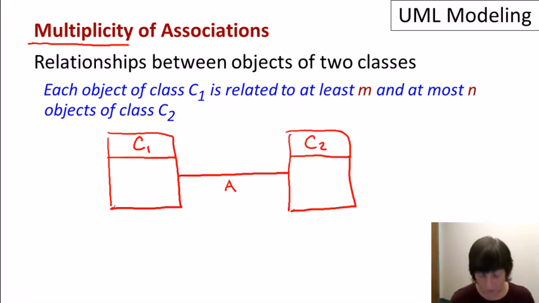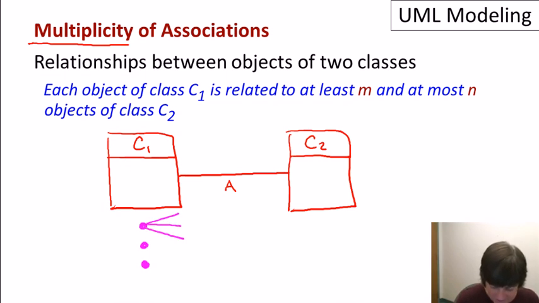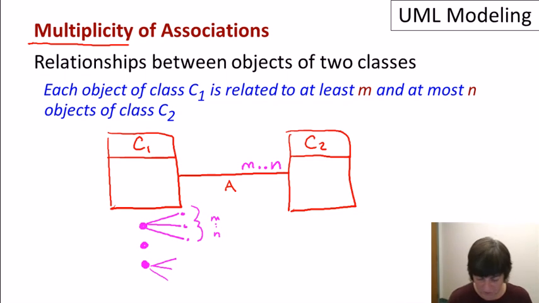Let's say that I want to specify that each object in class C1, I'm just going to write those objects kind of as dots here below the class specification, is going to be related to at least M, but at most N objects in class C2. So here are class C2 objects. So I'm going to have this kind of fan out in my relationship. To specify that in the UML diagram, I write that as M..N on the right side of the association line. And again, that's saying each object then in C1 will be related to between M and N objects of C2.